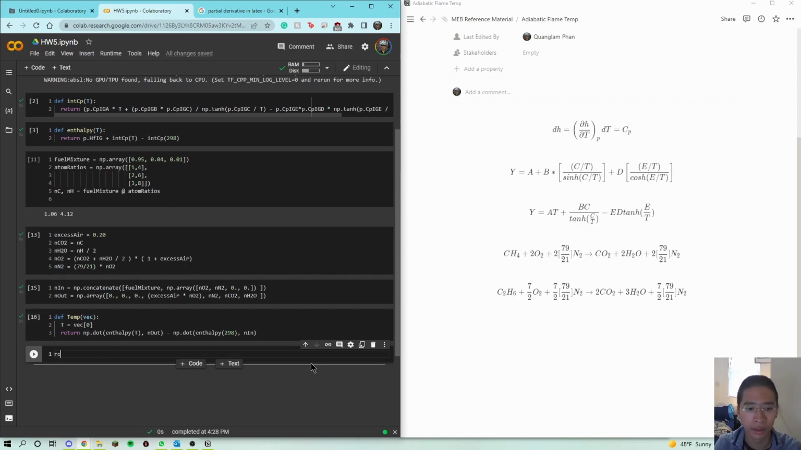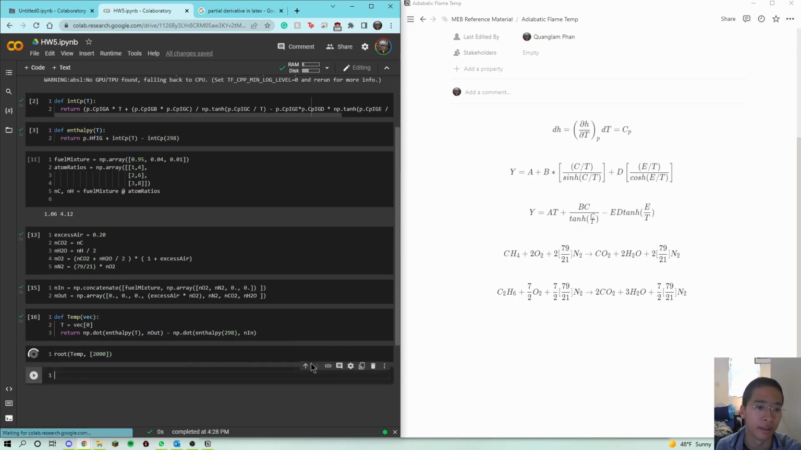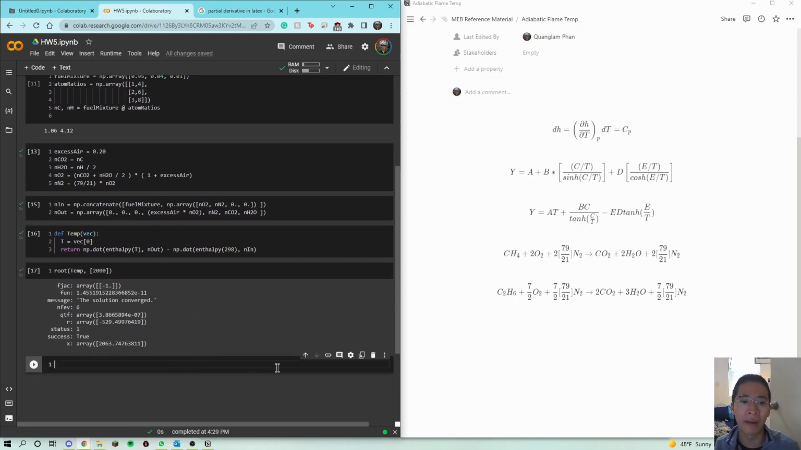Okay, let's try root now. We want to use root on temp, and we want to have a guess, I don't know, about 2000. Okay, and there we have it. The solution has converged, and we have our adiabatic flame temperature of 2063 degrees Kelvin. Very hot, right? And with that out of the way, this concludes homework 5, and I will see you next video.